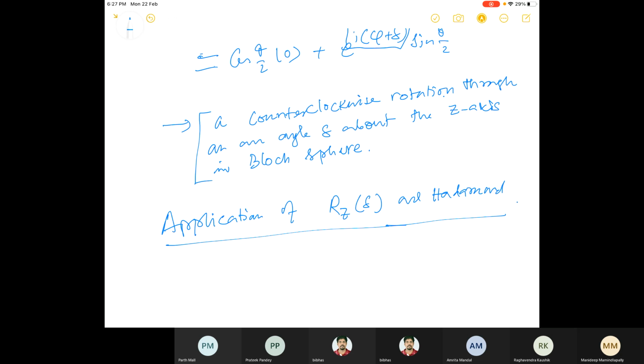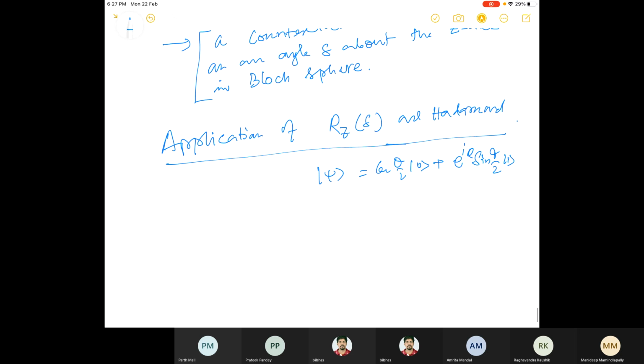Now the question is, suppose I want to create a state psi, which is cos theta by 2 |0> plus e to the power i phi sine theta by 2 |1>. I'm giving you a recipe for how to do that. I will always refer to my previous discussion: quantum computing means you first need to prepare the state. The question is, I want to create a state. How do I create it? Any qubit state is nothing but this. So for any specific values of theta and phi, how do I create such a state using quantum gates?